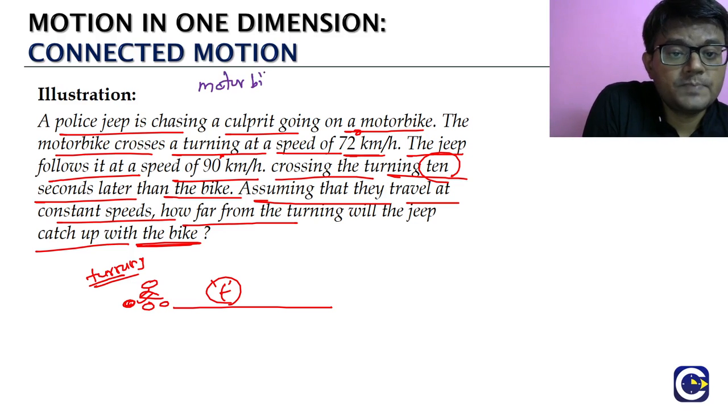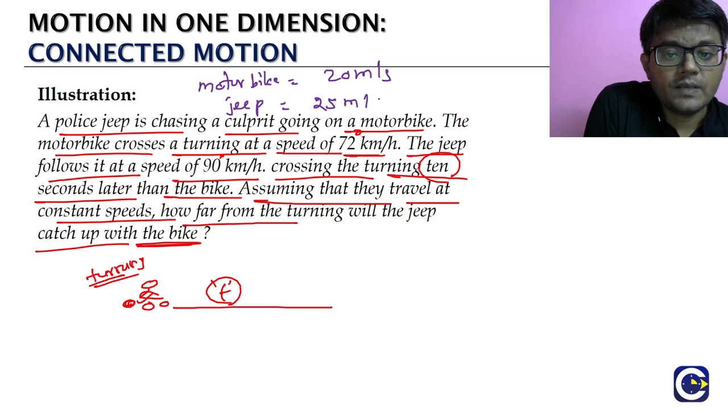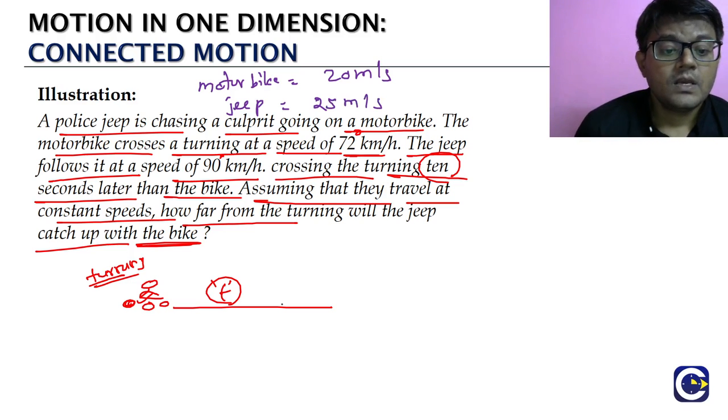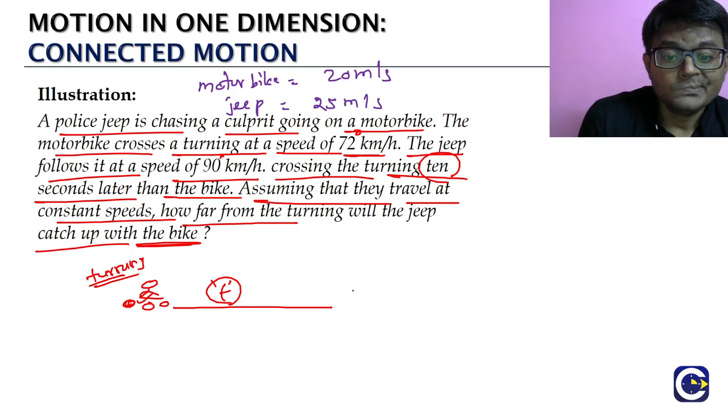So the motorbike speed is 20 meter per second. And what is the police jeep speed? It is 25 meter per second. Let us keep them there. Now let us say the motorbike thief is traveling for a time t before he is caught. So he is basically caught by the jeep. Means what?